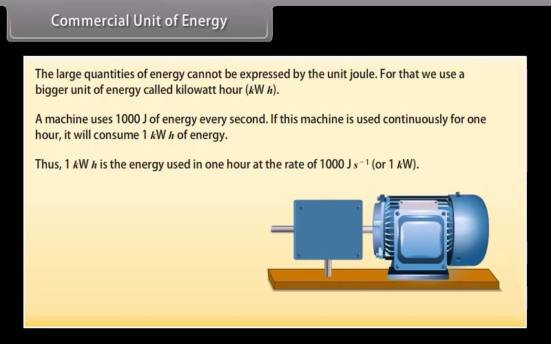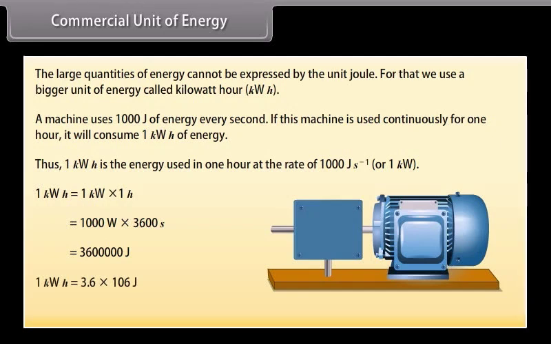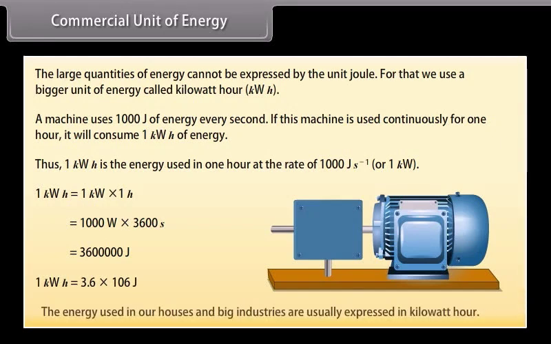So, 1 kilowatt hour is equal to 1 kilowatt into 1 hour, which is equal to 1000 watt into 3600 s, which is equal to 36 lakh joule. 1 kilowatt hour is equal to 3.6 into 10^6 joule. The energy used in our houses and big industries is usually expressed in kilowatt hour.